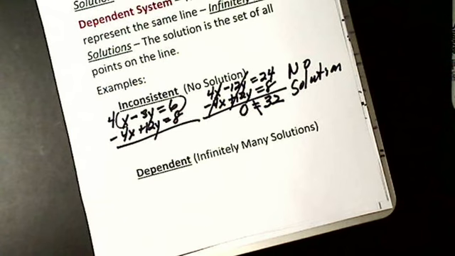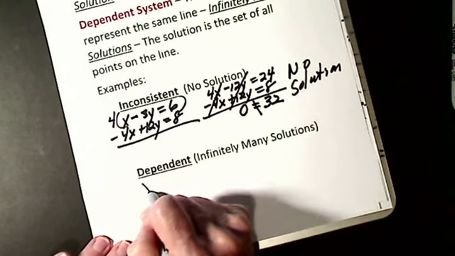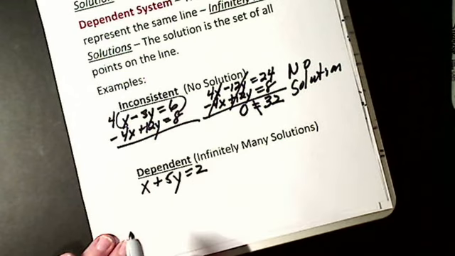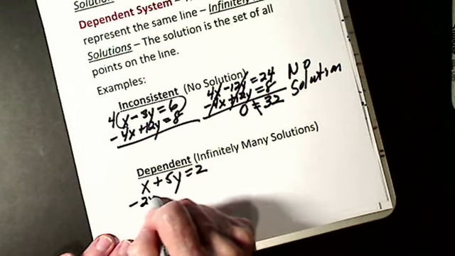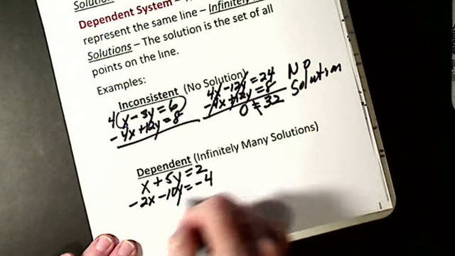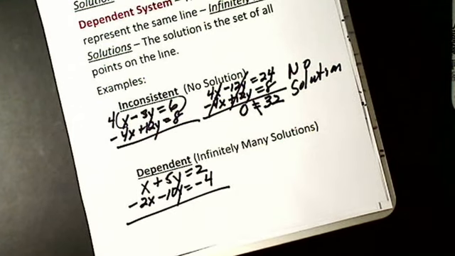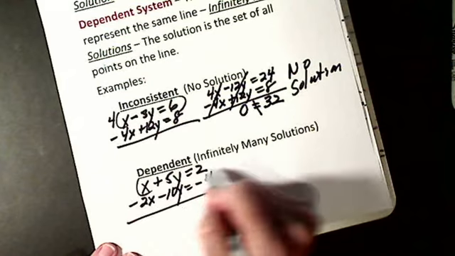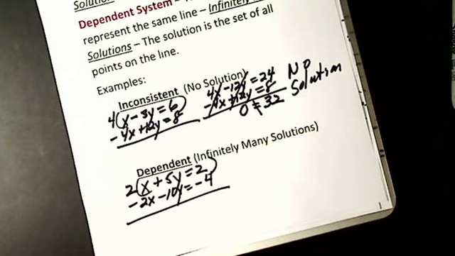A dependent system. Let's say I have x plus 5y equals 2, and I have minus 2x minus 10y equals negative 4. I'm going to solve the system. So, I guess we'll get rid of our x's. I'll multiply this whole equation by a 2. Again, just a positive 2 because my 2x's will go to 0.